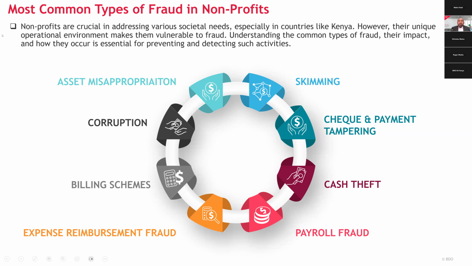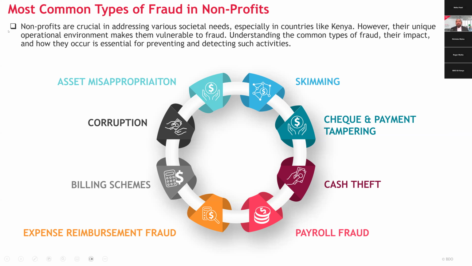Now, here I want to spend some time looking at the most common types of frauds in non-profit organizations. We need to understand this because it's only through understanding how NGOs and non-profits lose money can we actually do something about it. So we'll start off with asset misappropriation. Misappropriation occurs in 86% of the cases.